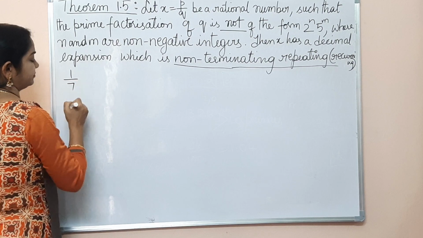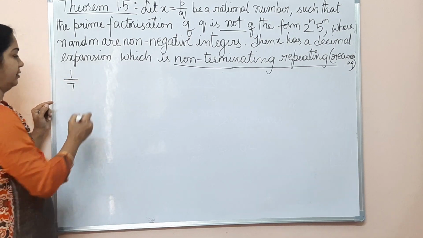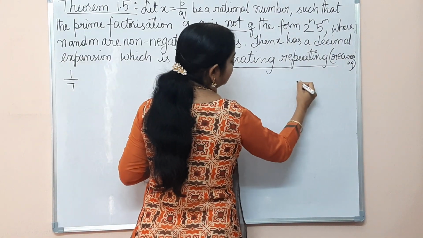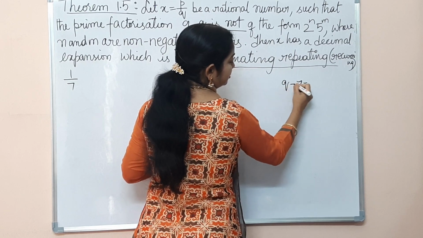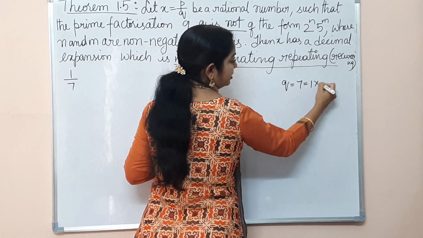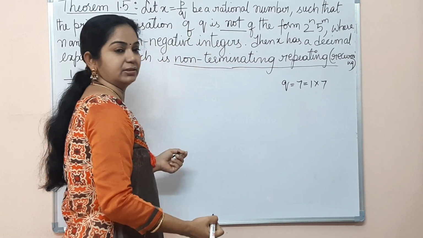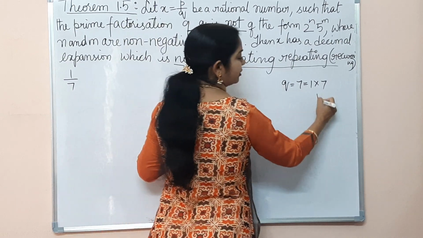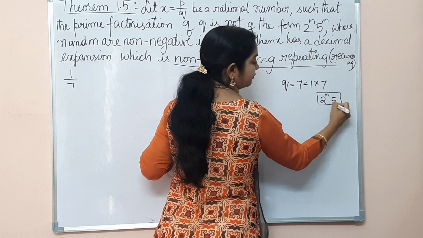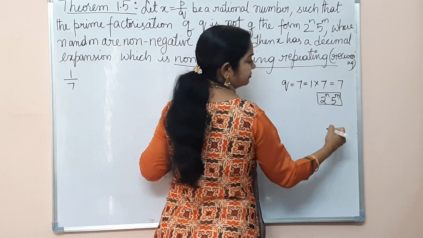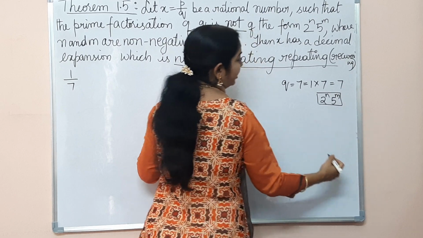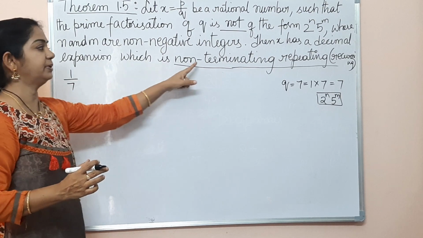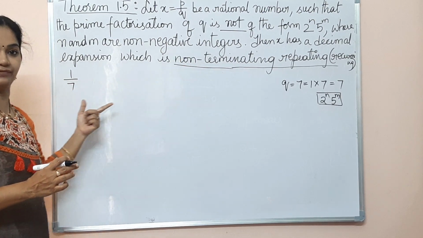Let me take 1 by 7, in p by q form, where p is 1 and q is 7. We'll check the q value, 7. The factors are 1 and 7, 1 into 7, because it is a prime number; 1 and itself are the only factors. So it is surely not in the form of 2 to the power of n or 5 to the power of m, because the only factor is 7. We didn't get any 2 or 5. So this rational number 1 by 7 should be a non-terminating repeating decimal if it is converted.